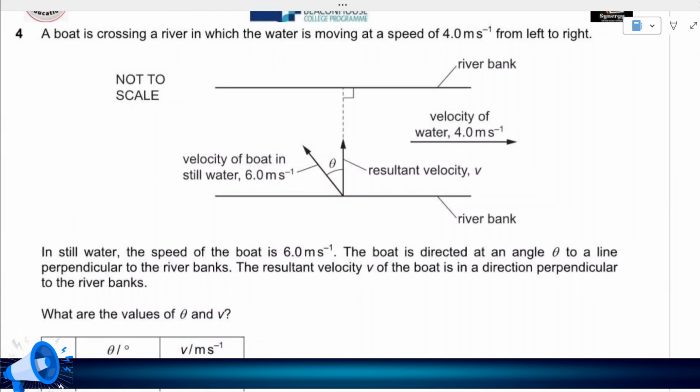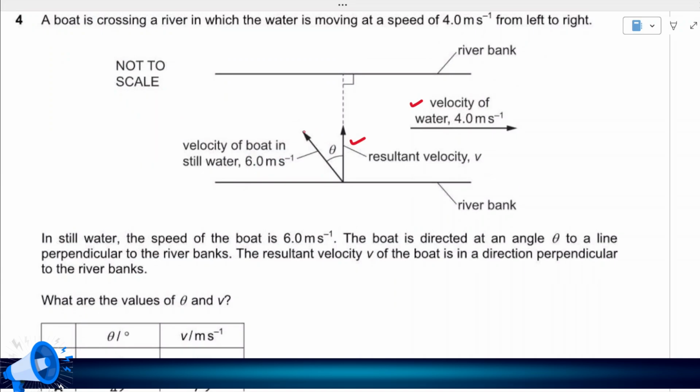Alright, so guys, here we have the next one. A boat is crossing a river in which the water is moving at a speed of 4 meters per second. What are the values of theta and v? In the diagram, v is the resultant velocity, 4 meters per second is the velocity of the water. The velocity of the boat in still water is 6.